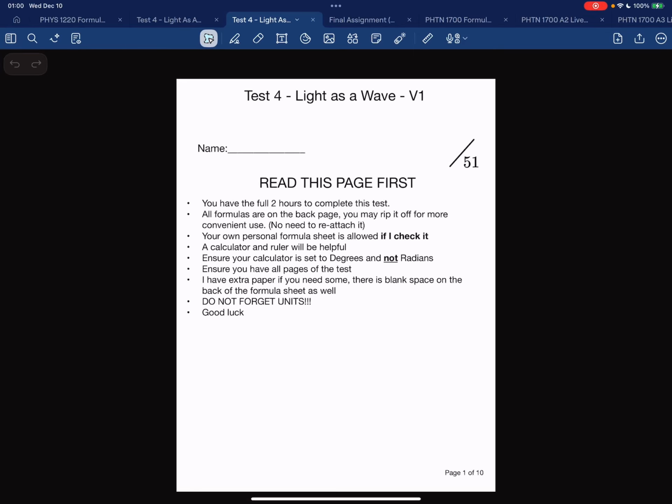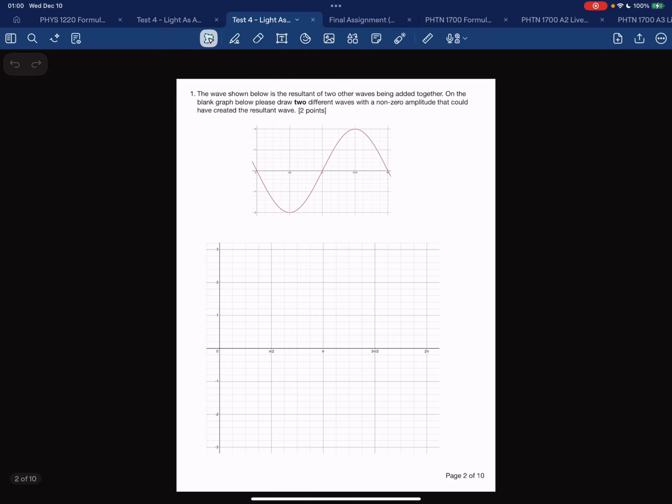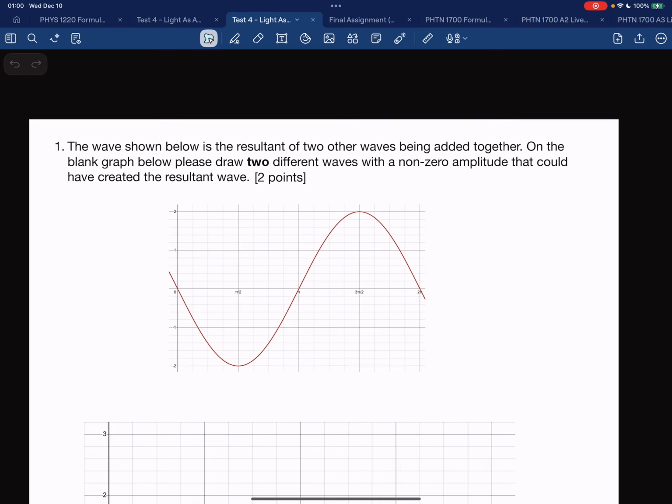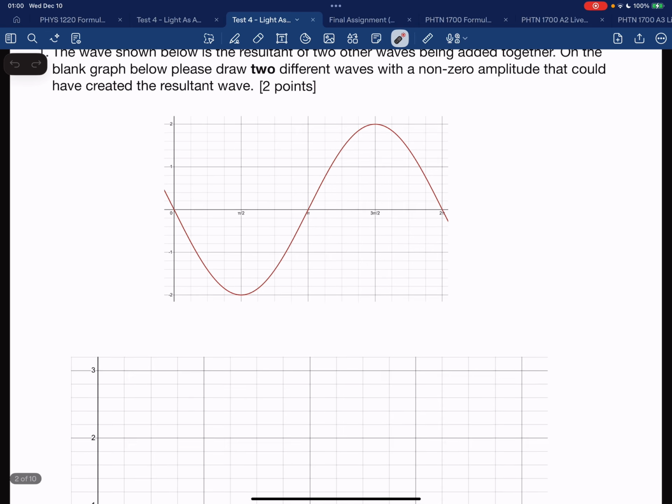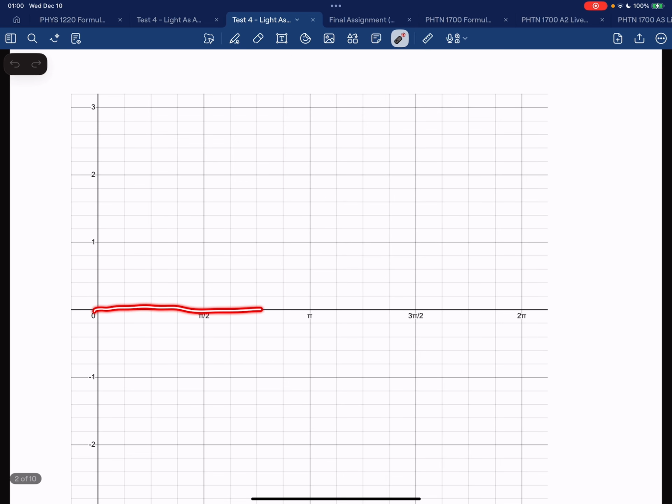Okay, hello. This is the test 4 version 1 solutions. So, question 1 here. Literally an infinite number of ways you could have solved it. I did make a slight adjustment here on my version that I didn't even think of until someone asked me during the test, and that was that someone asked if they could make one of the two waves just perfectly horizontal here with an amplitude of 0, and that would be the trivial solution.